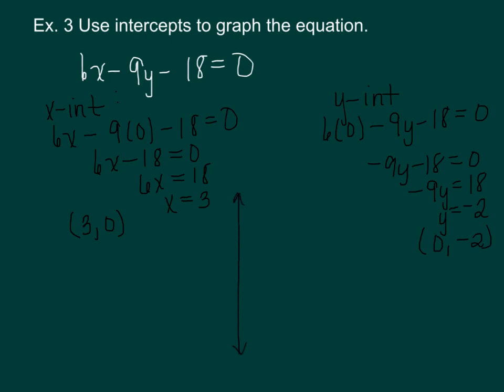So those are the only 2 points we'll be plotting. 3, 0, and 0, negative 2. And you're done.